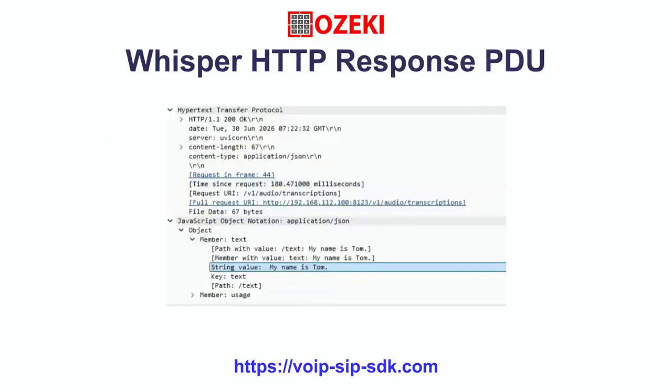What is a Whisper HTTP response PDU? It is the HTTP message the Whisper server returns after processing the audio, containing a JSON body with the recognized transcription text that confirms the speech-to-text operation completed successfully.